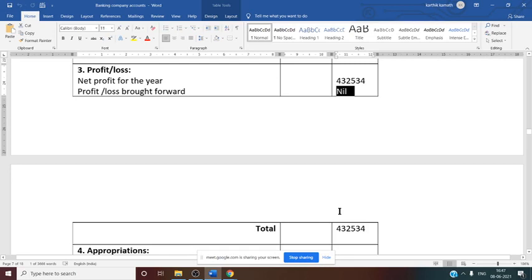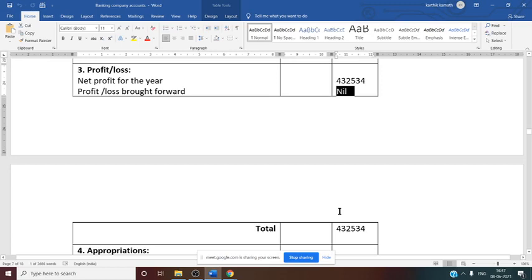Schedule number 12, that is contingent liability. So here acceptance on behalf of the customer is mentioned. Acceptance on behalf of the customer is one kind of contingent liability. Why is it contingent liability? Because it depends upon the happening or non-happening of a future uncertain event. So that is why it is contingent liability. Schedule number 12, you can write the total here, 80,000.